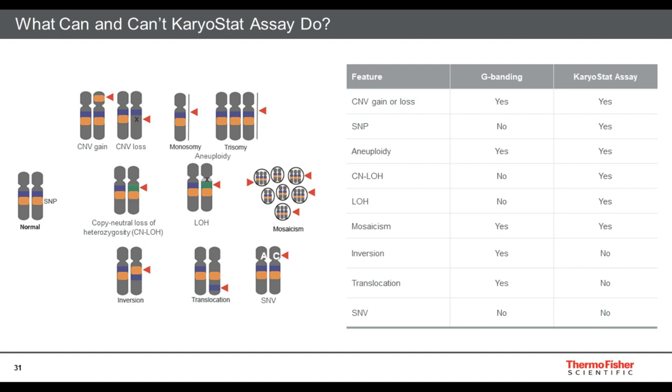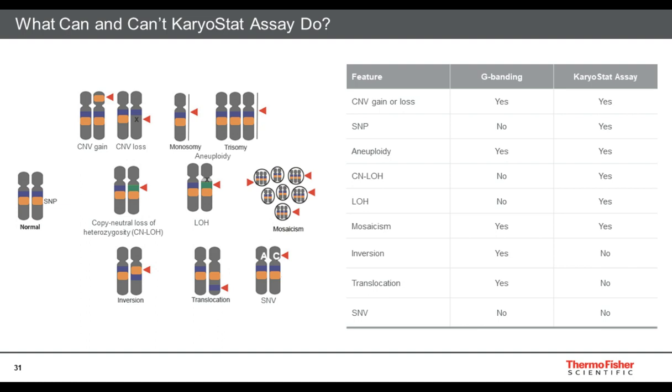However, let's be clear about the difference in doing a G-banding versus a molecular-based probe. So KaryoStat versus G-banding, we can definitely do CNV gain or loss. We have the increased ability to show SNP changes, which G-banding doesn't have the resolution to do. We can both do aneuploidy. The KaryoStat can also do CN-LOH and LOH changes, as well as mosaicism.